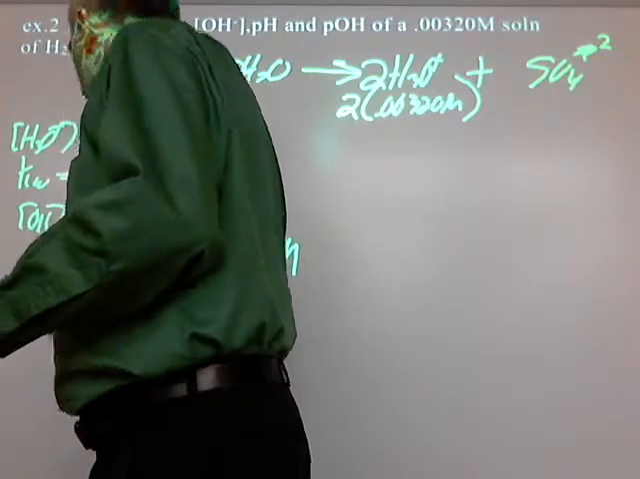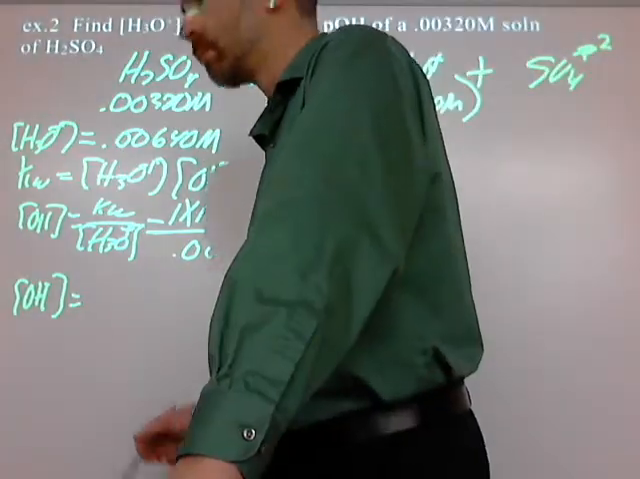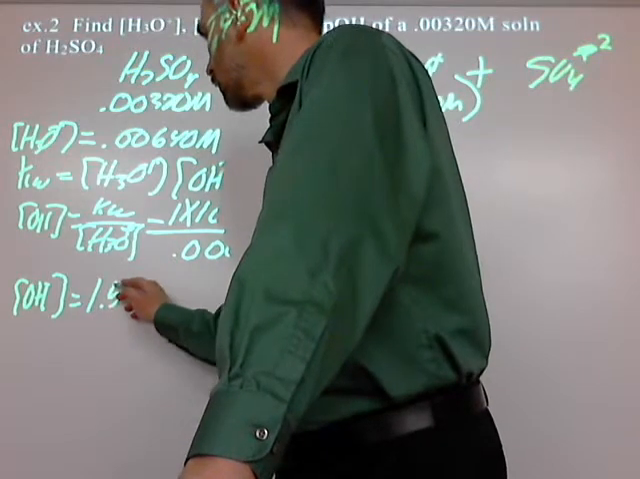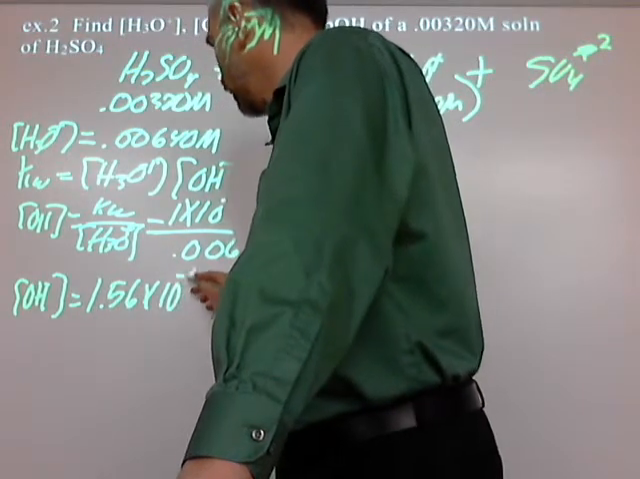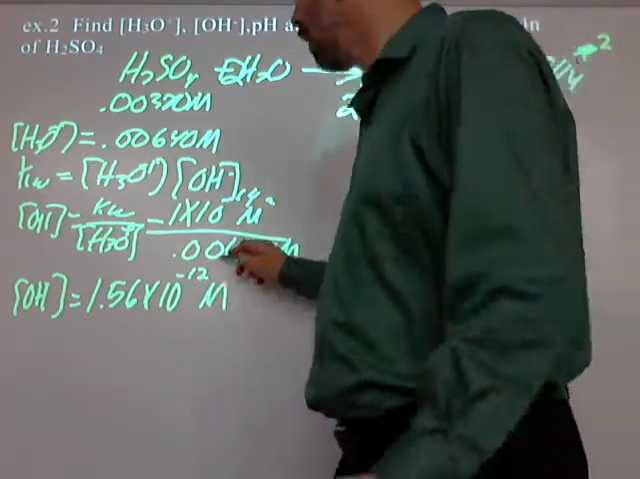So when you plug all that into your calculator, what do you get for your OH concentration? Olivia, what'd you get? 1.56 times 10 to the negative 12. Anybody else get 1.56 times 10 to the negative 12? Yes. All right. That's your concentration of OH.